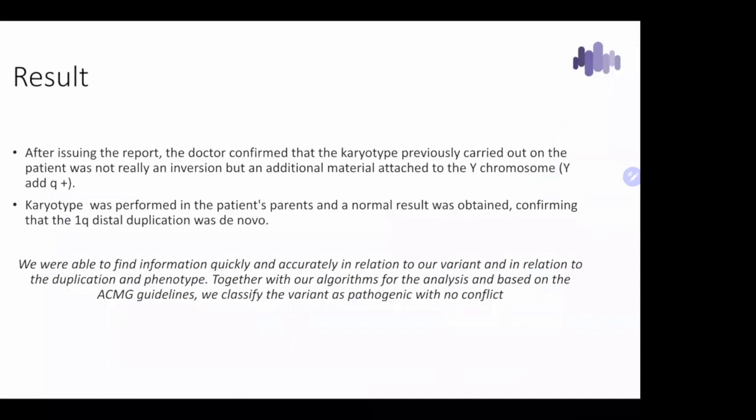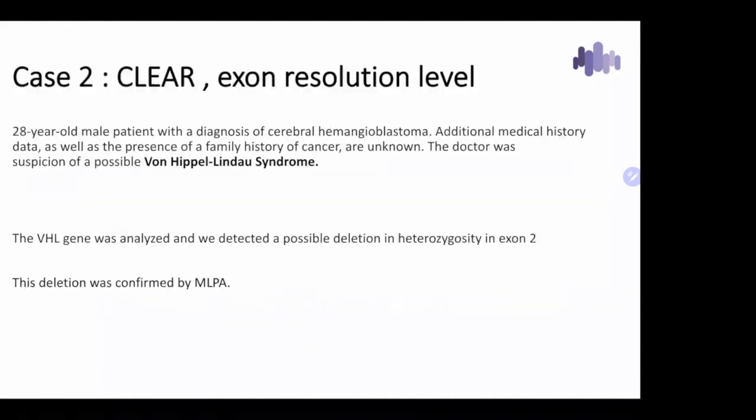So after issuing the report, the doctor confirmed that the karyotype previously carried out on the patient was not really an inversion, but additional material that was attached. A karyotype was also performed on the patient's parents, and a normal result was obtained. So we can confirm that our duplication was de novo. We were able to find information quickly and accurately in relation to our variant and its relation with the phenotype, and together with our algorithms and based on the ACMG guidelines, we classified this variant as pathogenic with no conflict.